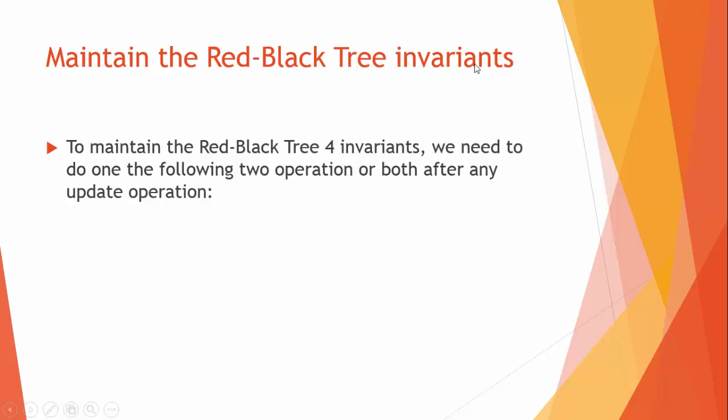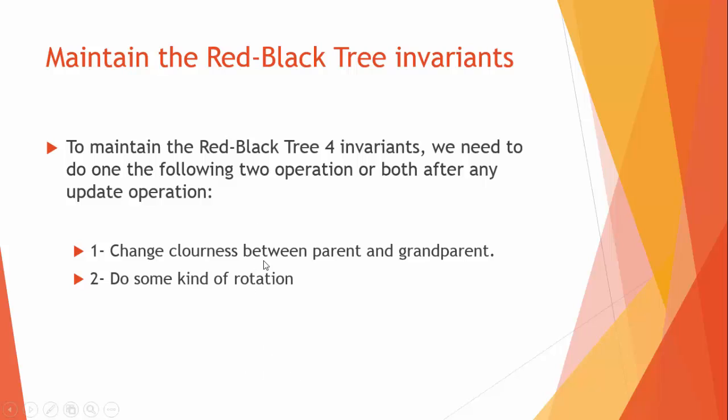Maintain the red-black tree invariants. We need, after any update operation, either insertion or deletion, to maintain the red-black tree invariants that we have talked about just now. For that, we need to do one of the following two operations, or sometimes both of them. One, change colorness between parent and grandparent. So the parent becomes black and the grandparent becomes red, and vice versa. The second operation is do some kind of rotation, as we learned with AVL and splay trees.